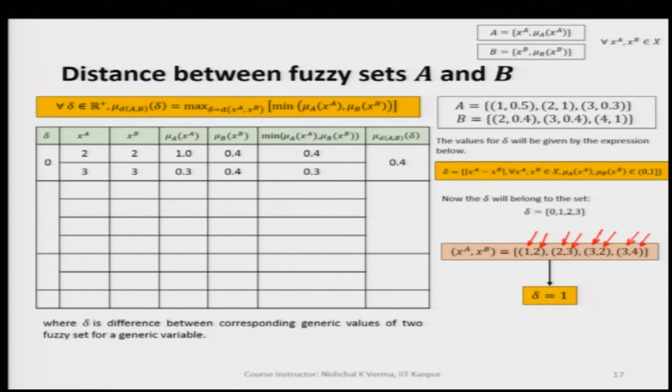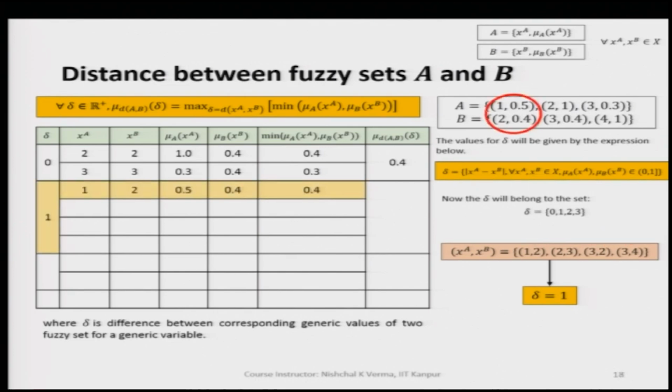No other pair is going to give us delta equal to 1. These pairs should be drawn from the discrete fuzzy sets A and B given in the example. Let us now use these pairs for delta equal to 1 and tabulate the values of x A, x B, mu A of x A, mu B of x B, and then take the minimum of all these findings, and finally take the maximum, and let us see how it goes.